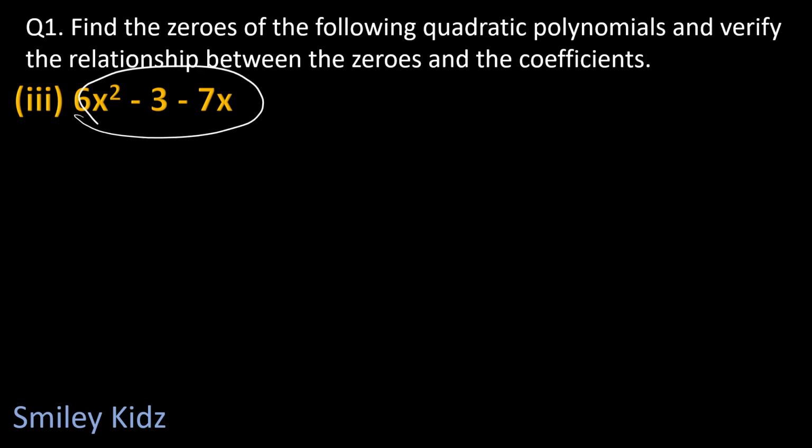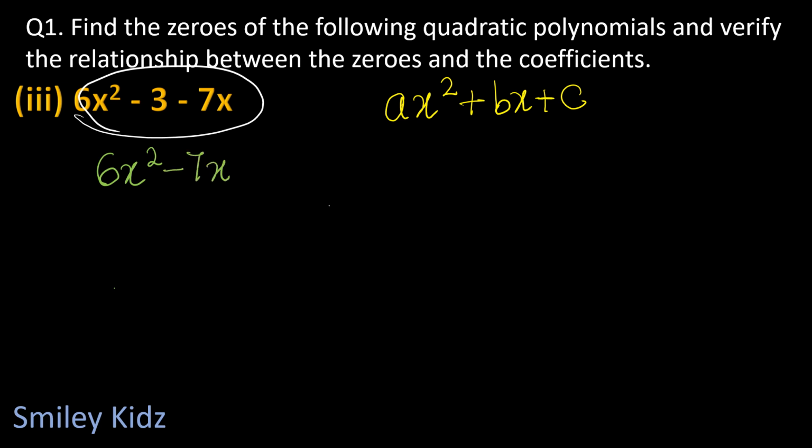(6x square minus 3 minus 7x). If you clearly observe the question, it is not in the form of the standard form of a quadratic polynomial. So let's convert into the standard form. What is the standard form? Ax square plus bx plus c is the standard form of a quadratic polynomial. So first let's convert this given quadratic polynomial into the standard form. We get 6x square minus 7x minus 3.